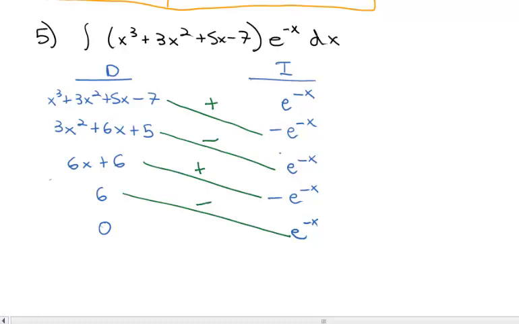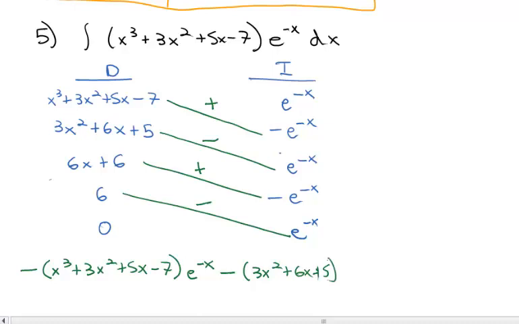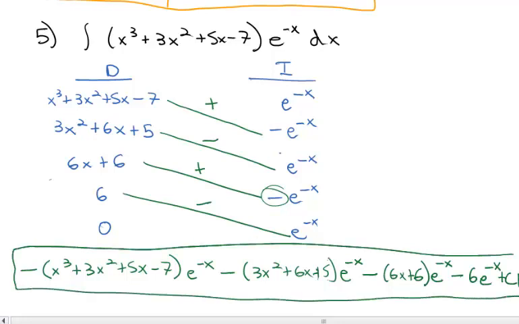And so we have x cubed plus 3x squared plus 5x minus 7 times a negative, I'll make the whole thing negative, e to the negative x, minus, and then we've got a 3x squared plus 6x plus 5 e to the negative x, plus, but I want to notice there is a minus there, so it's going to ultimately turn into a minus. Adding a negative is going to make it negative. We've got 6x plus 6 e to the negative x, then a minus 6 e to the negative x plus a constant, because we always remember the plus c. And this big ugly thing is our integral.